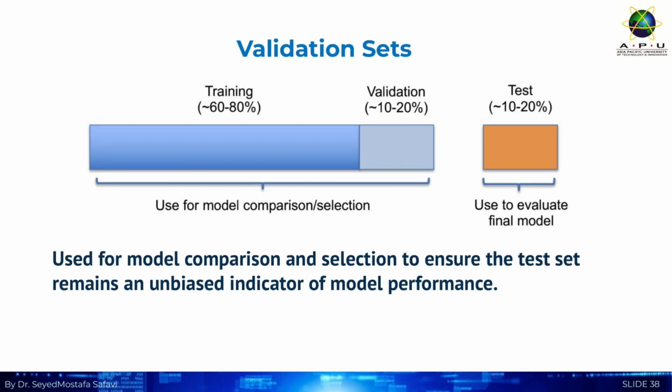If the test set is the final exam, the validation set is the practice quiz. It's used during the training process to compare different versions of your model and fine-tune your hyperparameters. You use the validation set to make sure you're getting the best model before you ever touch the final, sacred test set. This keeps your test set completely unbiased.